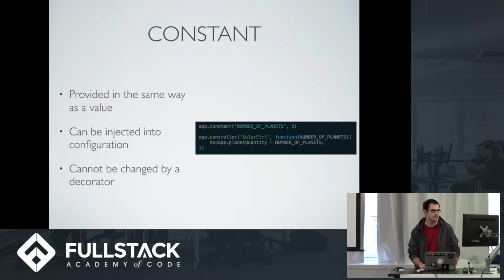And then a constant is provided in the same way. It uses the same syntax as the value, but you use the keyword constant. It can be injected into configuration. So if there is something you need to use when you're booting up the app, you can do that. It can't be changed by a decorator, and you should basically never change a constant. So you want it to be something that never changes, like the number of planets.